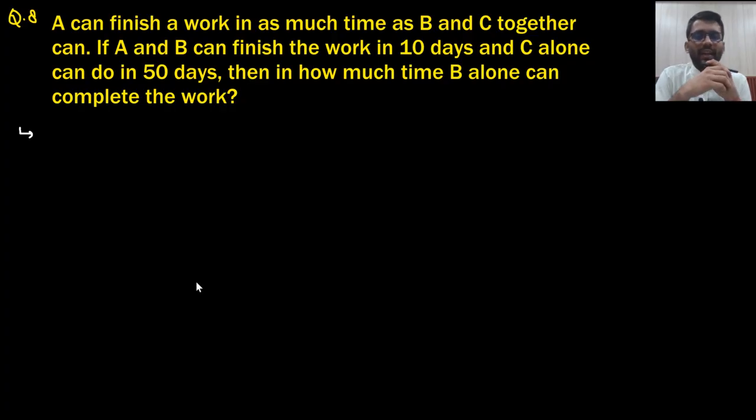A can finish a work in as much time as B and C together can do it. So what numbers do I see? 10 days and 15 days. 50 days. So I will take the LCM to be 50 laddu.